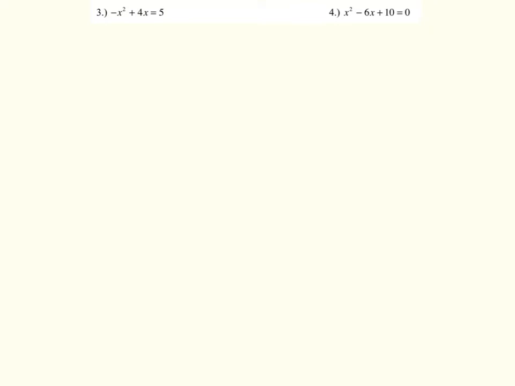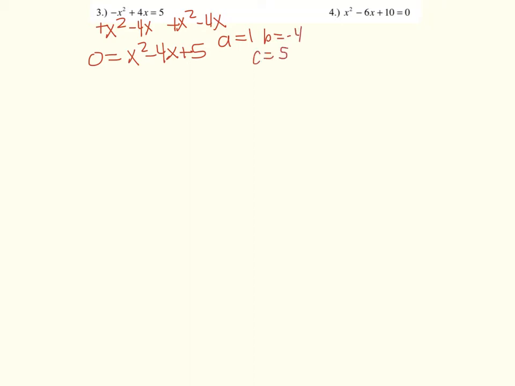Okay, so on example 3, we once again need to get it into standard form. I'm going to move my x squared and 4x to the other side because I want a positive leading coefficient, just so I don't have to deal with a negative in the denominator later on. So I'll have 0 equals x squared minus 4x plus 5. And we can identify that a equals 1, b equals -4, and the constant is 5.